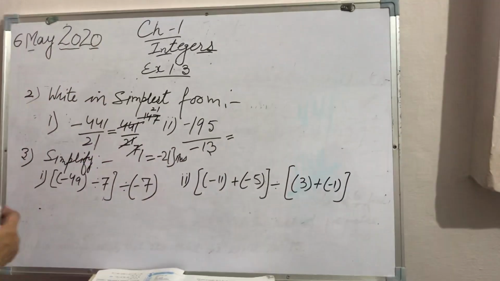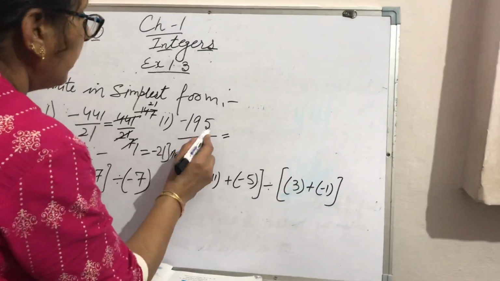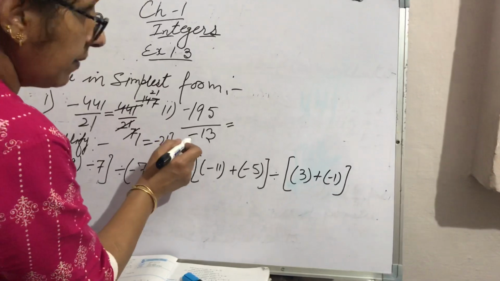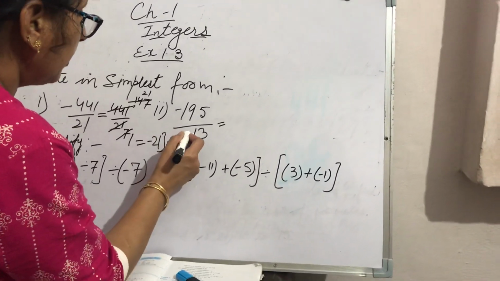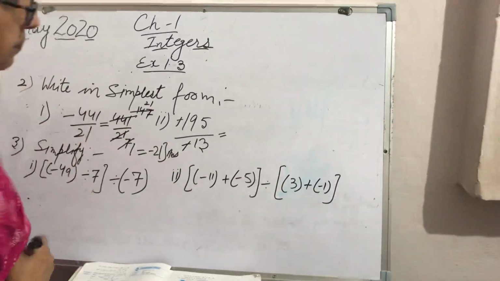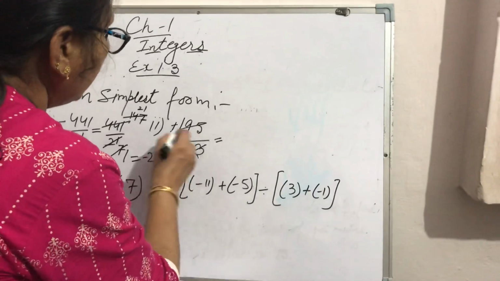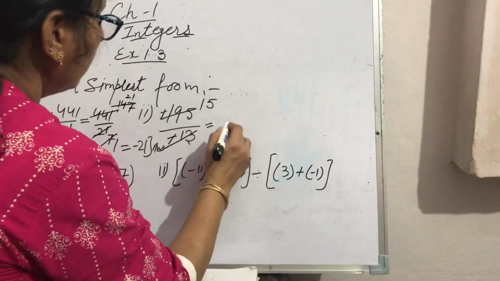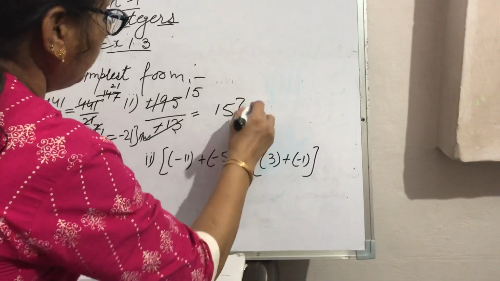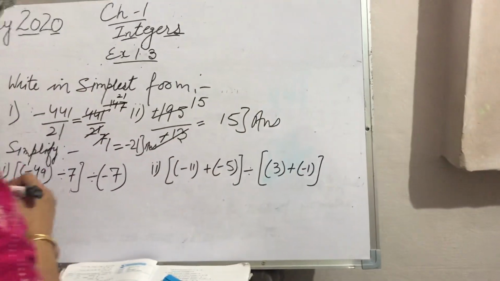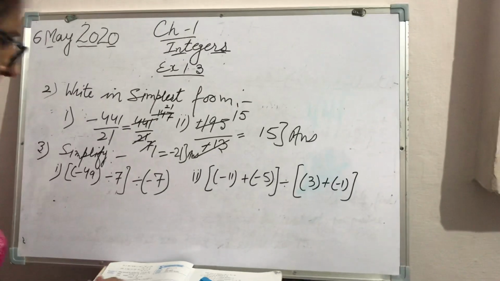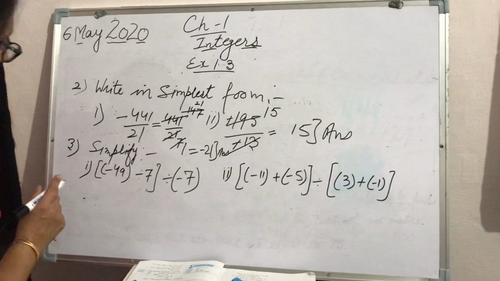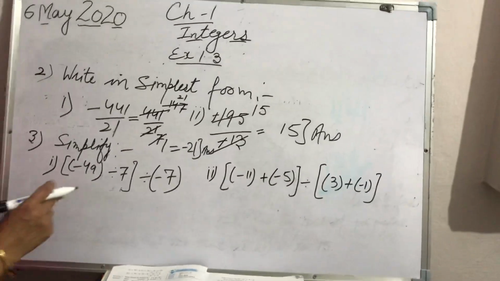Same as second part of same question. 195 divided by 13. Again same signs are there, numerator and denominator, so we can reduce in this way. Then 13 ones are 13, 13 fives are 65, so positive answer. Then third and fourth part very simple, you can do.